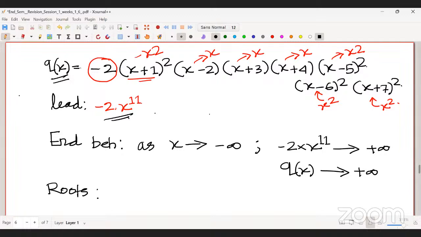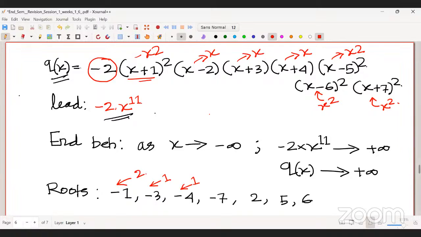The roots are minus 7, minus 4, minus 3, minus 1, and then 2, 5, 6. Once we have all these roots, we need to find the multiplicity. The multiplicity of minus 1 is 2. Minus 3 is 1. Minus 4 is also 1. Minus 7 is 2. The root 2 has multiplicity 1. Then 5 is 2, and 6 is also 2, right?